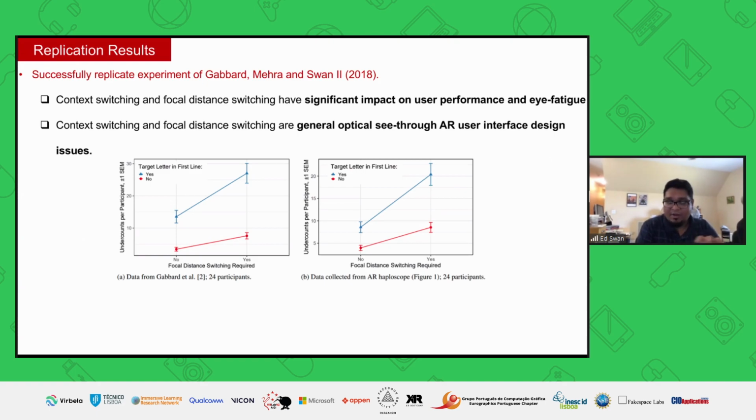So given many differences between these two displays, the hypotheses are consistent, and that actually broadly generalizes to the optical see-through AR display. If you look at these two graphs, they are not from the same experiment. These two graphs are from two different experiments. The left graph is from the Gabbard experiment with 24 participants, and the right graph is from the experiment using our AR haploscope with 24 participants.